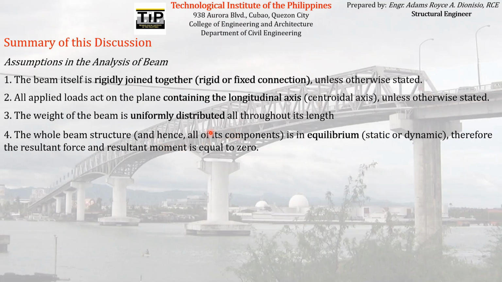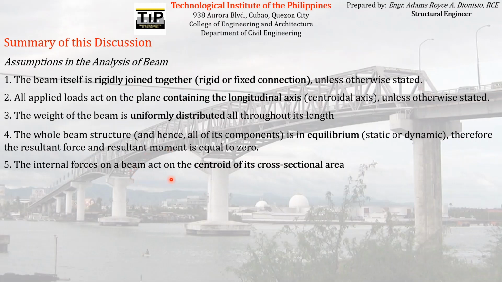Fourth assumption, we assume na yung beam natin ay in equilibrium. Meaning, resultant force tsaka resultant moment equal sa 0. Dapat. So, dapat pag nag-summation ka ng mga forces horizontal and vertical tsaka moment, dapat all equal to 0. Kung in equilibrium ang beam, ibig sabihin wala siyang tendency to displace due to the applied force and tendency to rotate due to the resultant moment.